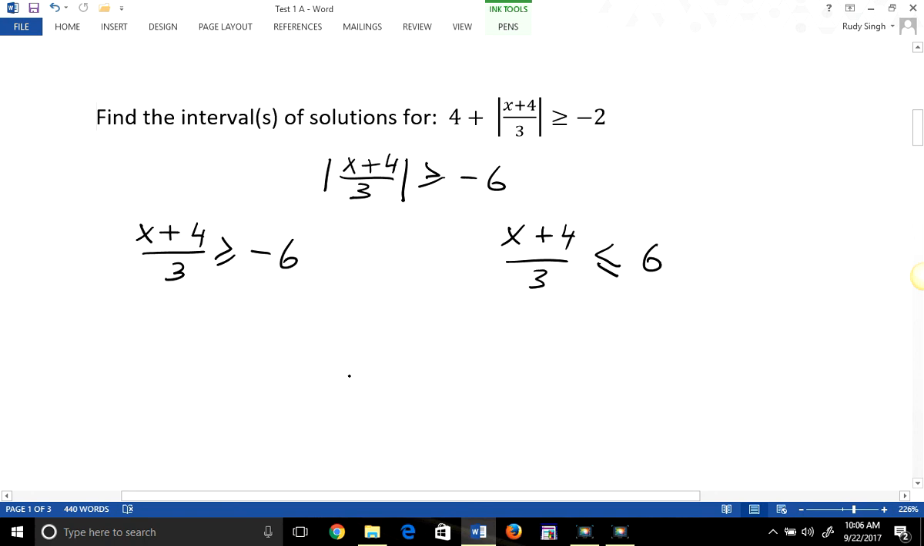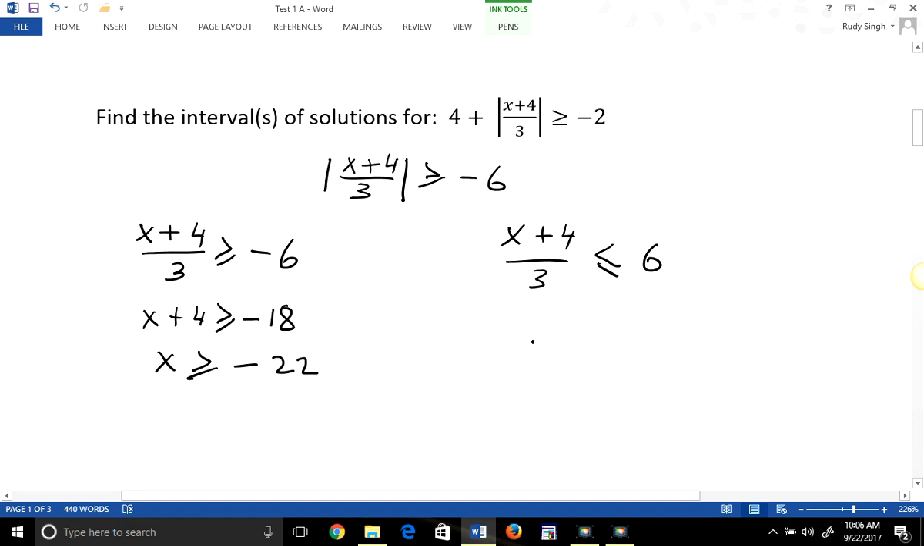Okay, so you do two things. You flip the inequality and you change the sign. So now you multiply both sides by the denominator 3. So let's deal with this one here. So we have x plus 4 is greater than or equal to negative 18. And then you subtract 4 from both sides, so you get x is greater than or equal to negative 22.